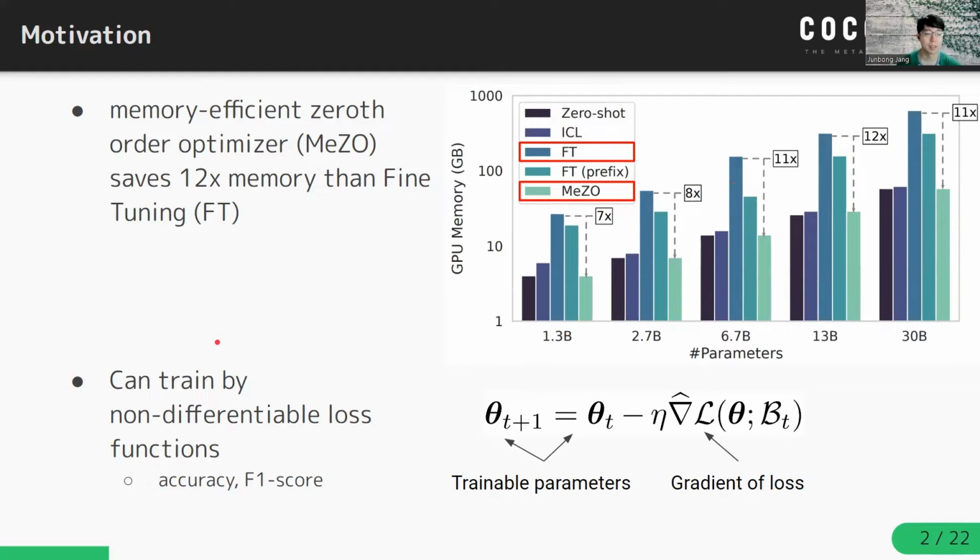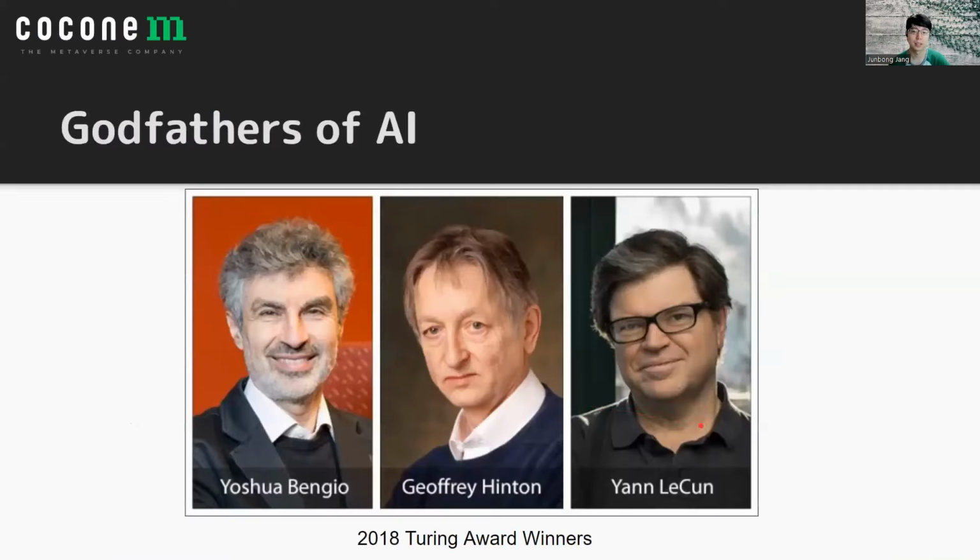The second benefit of using MeZO is that we can train it with non-differentiable loss functions such as accuracy, F1 score, and possibly user preference. Here you can see the stochastic gradient descent formula, and we train the trainable parameters by computing the loss gradient. Usually we have to compute the loss gradient analytically, but MeZO can approximate it with 2 forward passes.